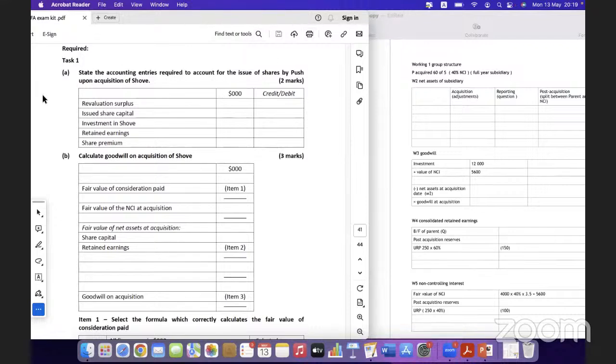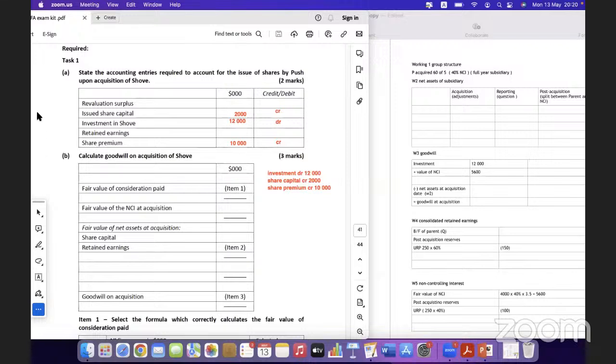Right. Guys, can you remember I gave you the double entry for the issue of share? So what was the double entry that we wrote on the screen? Investment account debit by how much? 12,000. Then share capital credit by 2,000. Share premium credit by 10,000. So that is the answer, guys, what you should do here. Okay. So share capital 2,000 credit, investment 12,000 debit, share premium 10,000 credit. So the double entry only is what they are asking as the first part of the question.